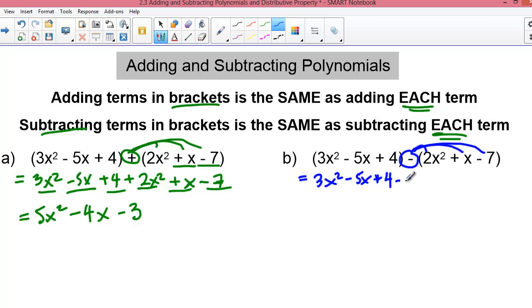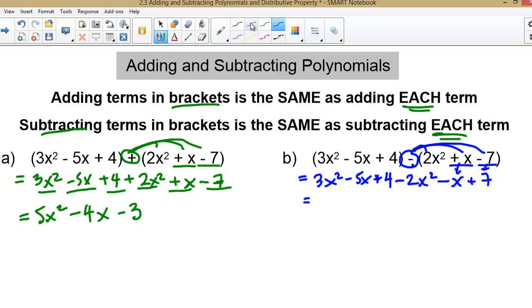We are subtracting 2x squared, but an interesting thing happens here. Subtracting a positive x is the same thing as just straight up subtracting x. And subtracting a negative 7 is the same thing as just straight up adding a 7. So you'll notice that those signs actually do change a little bit when we are subtracting, because subtracting has that interesting property of changing signs, or doing the opposite.